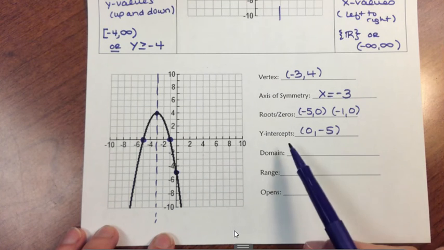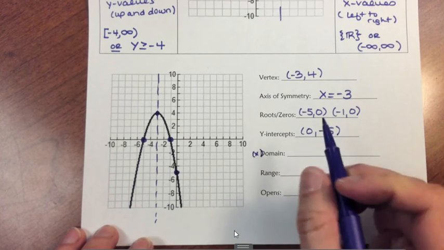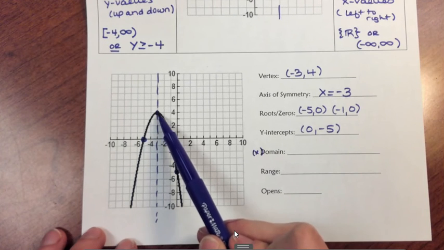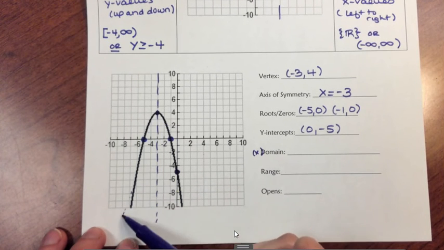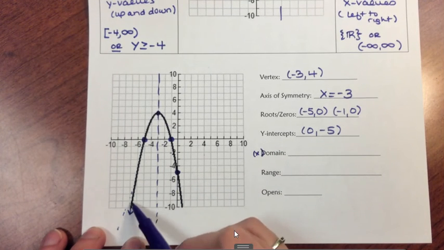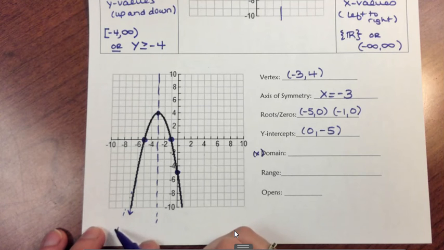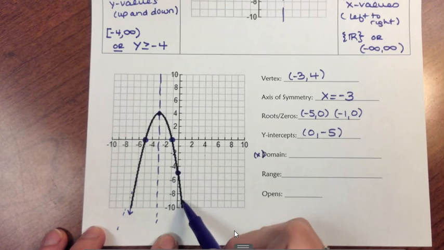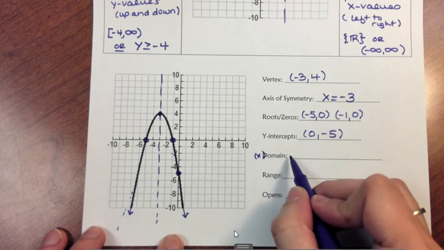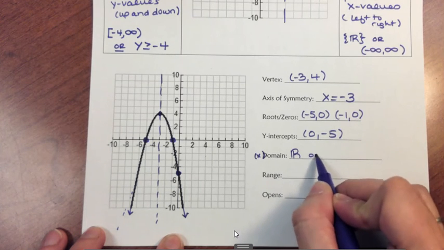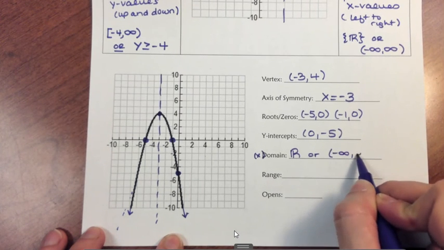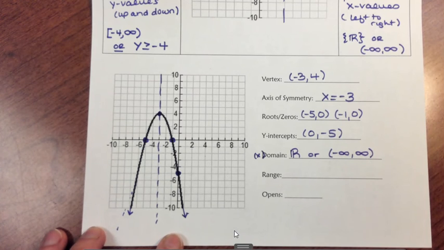And next I look at the domain. So I know domain are the x values. So if I start at the turning point and I follow my graph to the left, even though I don't have an arrow here, we do know it continues to the left forever and ever. This one's going to continue to the right forever and ever. So this is all real numbers, or if you prefer set notation, negative infinity to infinity.